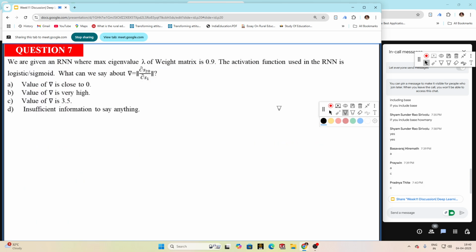Now let's move on to the next question. We are given an RNN where the max eigenvalue lambda of a weight matrix is 0.9. The activation function used in the RNN is logistic sigmoid. What can we say about del s20 by del s1? Options: very close to 0; value is very high; value is 3.5; insufficient information to say anything. So any guesses for this?